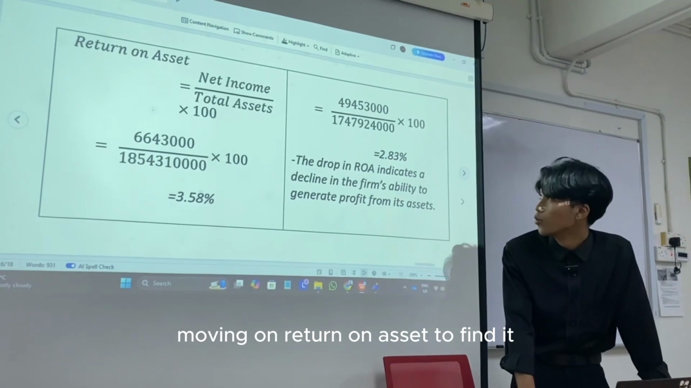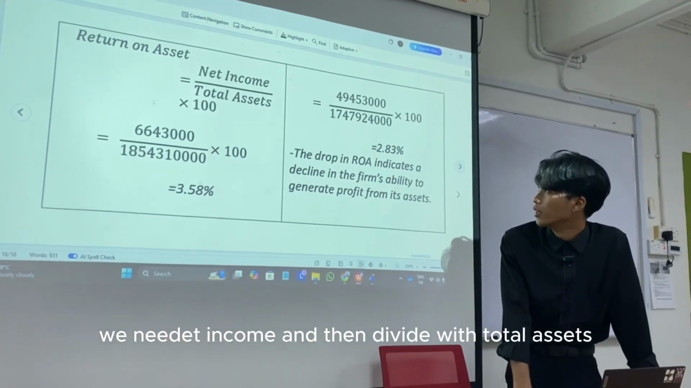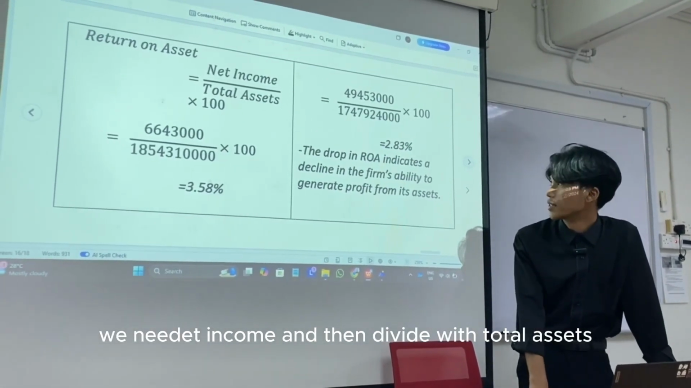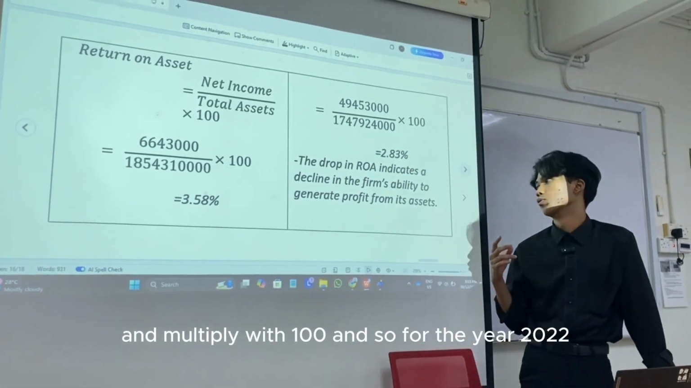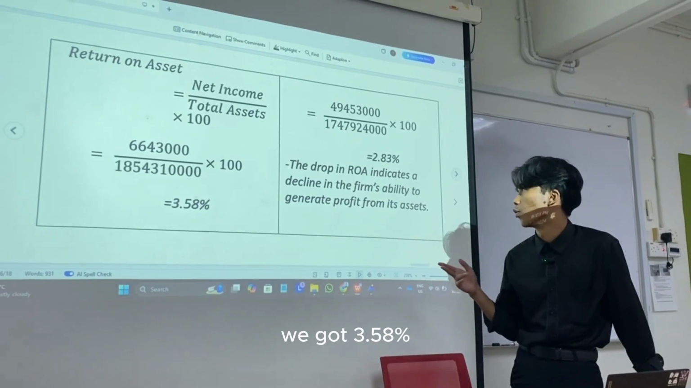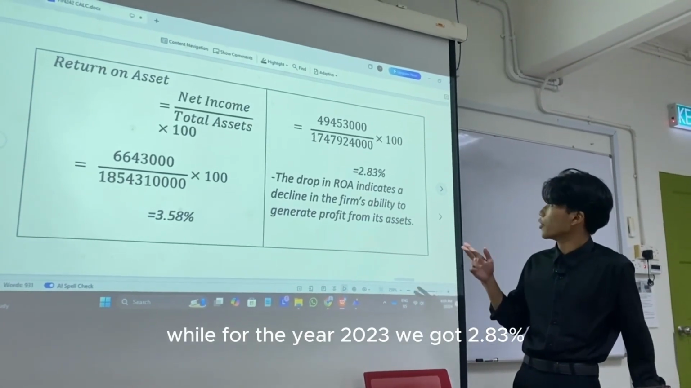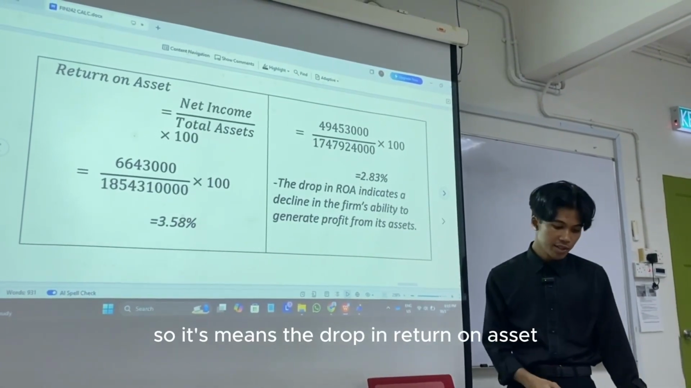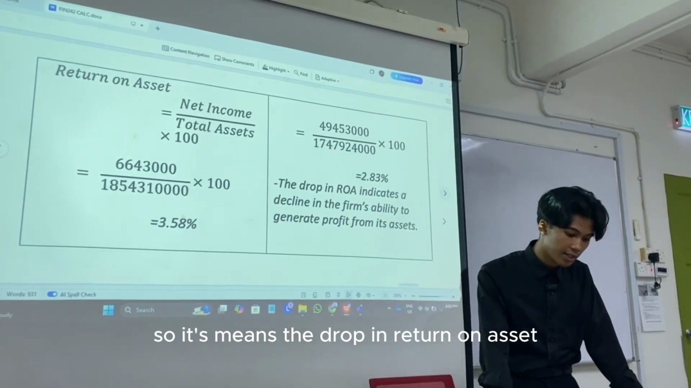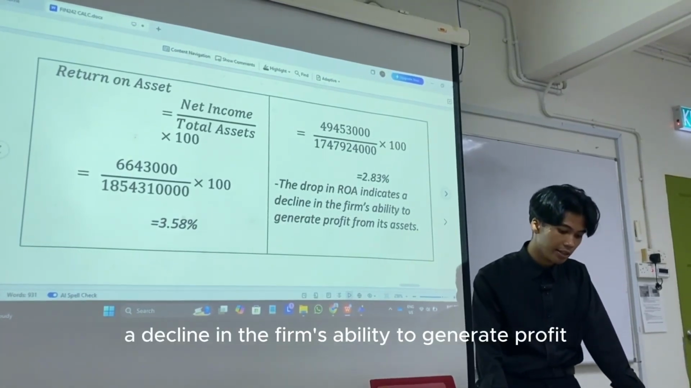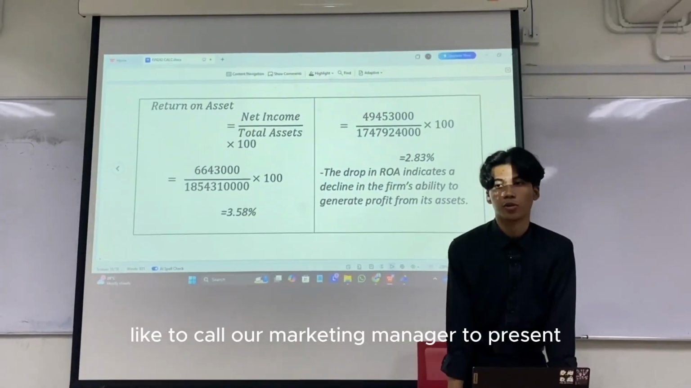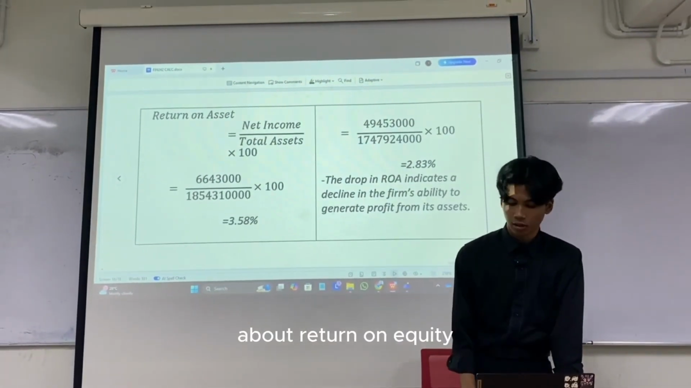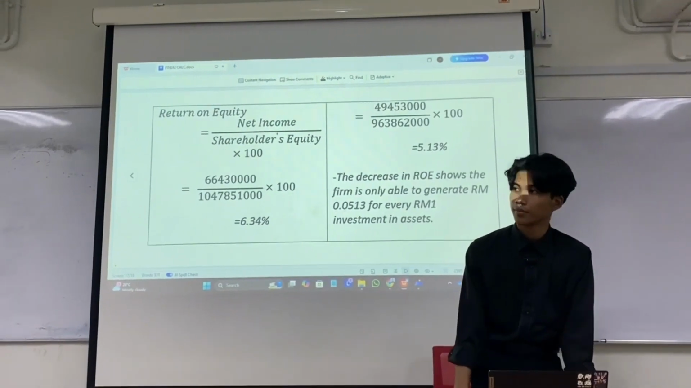Moving on, return on asset. To find it, we need net income and then divide it by total assets and multiply it by 100. And so for the year 2022, we got 3.58%, while for the year 2023, we got 2.82%. So this means the drop in return on assets indicates a decline in the firm's ability to generate profit from its assets. And now I would like to call our marketing manager to present about return on equity.